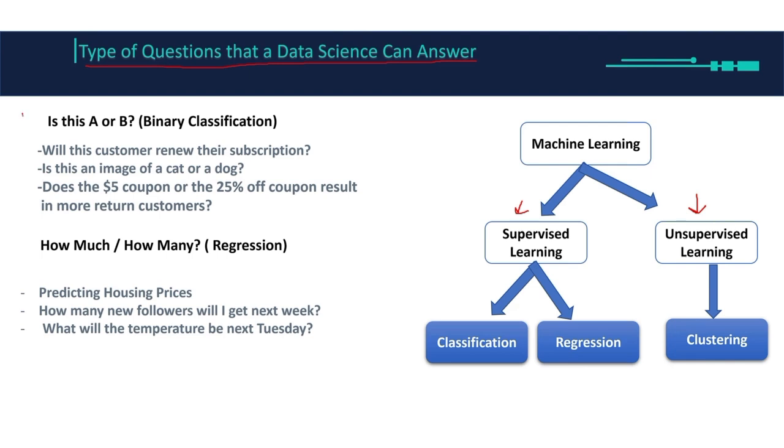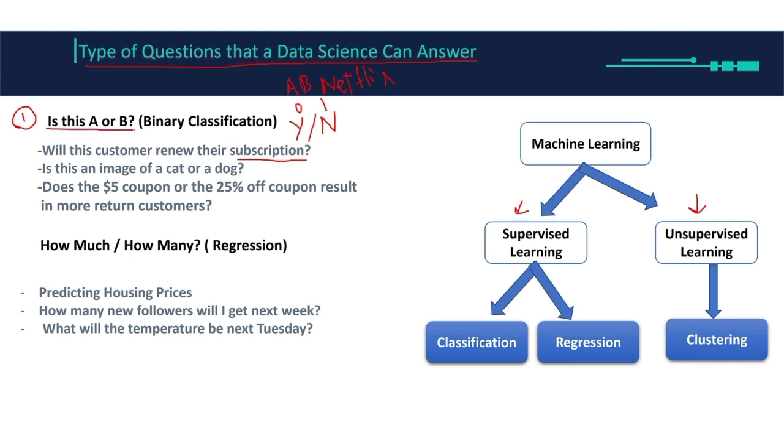Let's pick the first one. The first one is this: A or B? What do you mean by that? Okay, will this customer renew their subscription? Let's say I work as a data scientist at Netflix, and I have a bunch of data and I want to know if this customer is going to renew his subscription or not. So the answer is going to be yes or no, 0, 1, A or B.